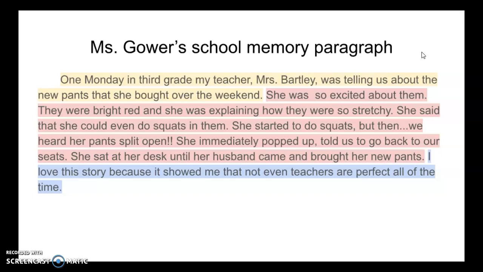She started doing squats, but then we heard her pants split open. She immediately popped up, told us to go back to our seats, and she sat at her desk until her husband came and brought her new pants. I love this story because it showed me that not even teachers are perfect all of the time.